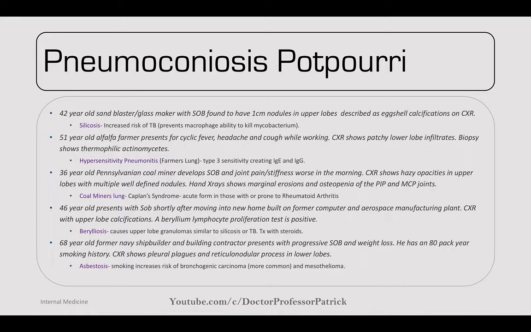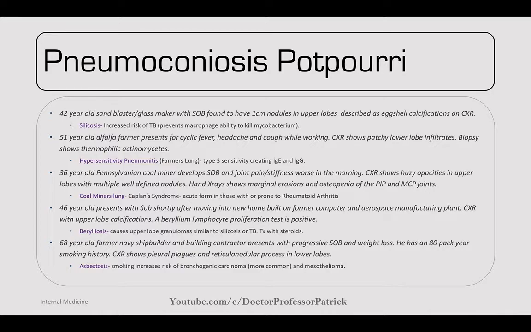Next up, we've got a 36-year-old Pennsylvania coal miner who developed shortness of breath and joint pain, worse in the morning. Chest x-ray shows hazy opacities in the upper lobes with multiple well-defined nodules. And then hand x-rays show marginal erosions with osteopenia of the PIP and MCP joints. So this is coal miner's lung. Anybody who's working underground in the coal mines can get this. And then specifically Caplan syndrome is an acute form where they're prone to rheumatoid arthritis as well.